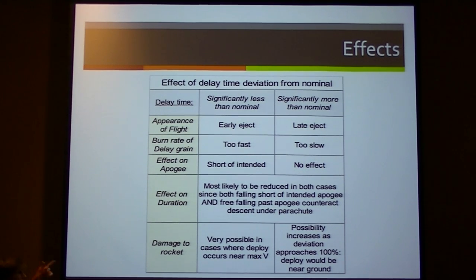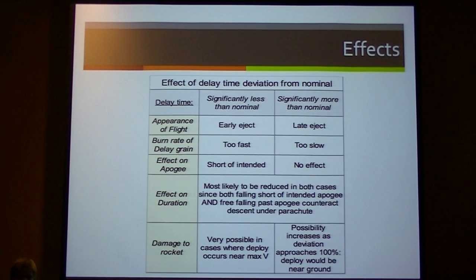And then contrary to that, on late delays, late eject, too slow of burning, there's no effect on the altitude, since if you're going for 800 feet and you go over the apogee and then back down some, it's not really affecting your apogee. Effect on duration is still reducing it the same amount.